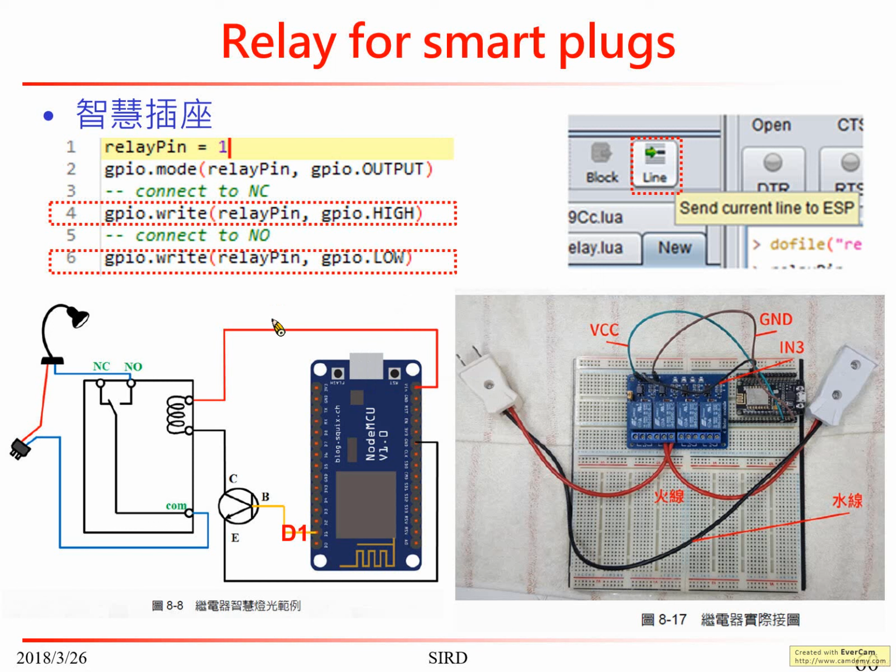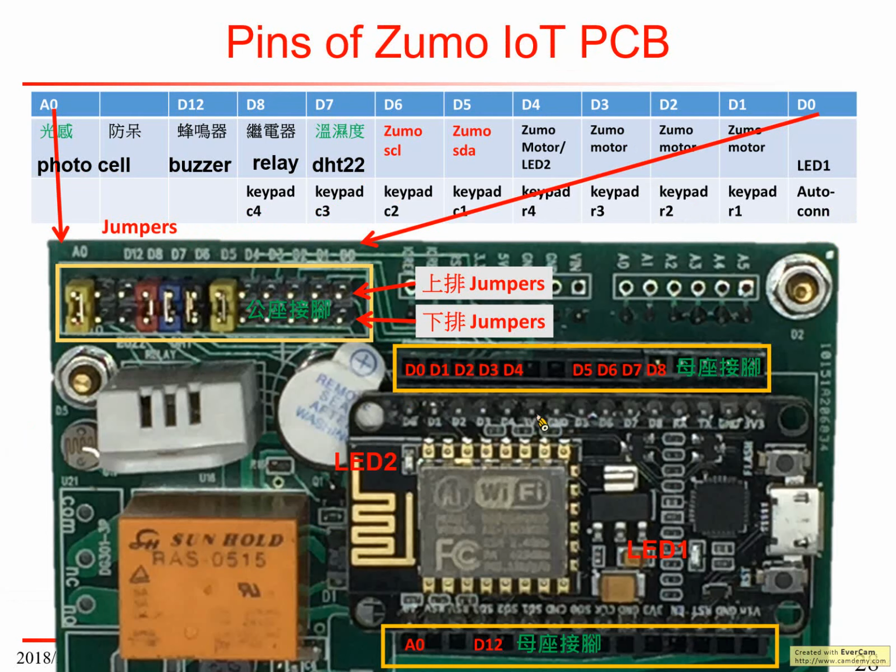Suppose I connect to this, and I want to try some things. First you have to understand which pin connects to the relay, right? So to use the relay, you have to understand which pin actually connects to the relay. And in this document, we can see that the pin 8 here actually connects to the relay, right?